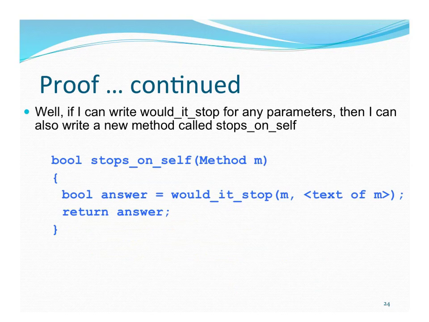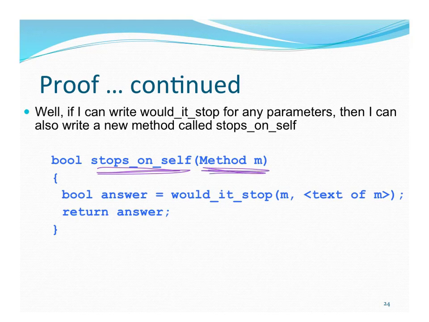Now, running a method on the text of that method is so cool, right? If I could do that, I would want to do it all the time. And because I get a little bit lazy when I'm programming, I wouldn't want to always run my would-it-stop method and have to put in my method and then the string version of my method, twice in a row. I might want to write a method called stops on self, right? And that just takes the method once as a parameter.